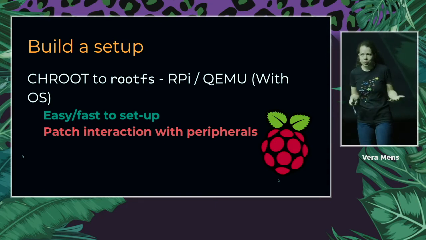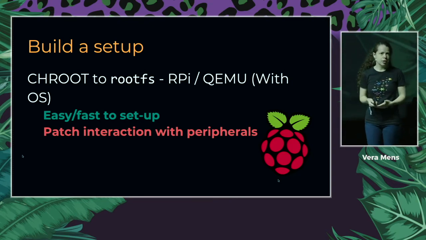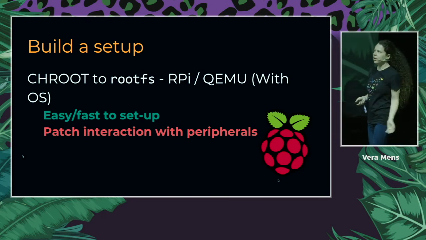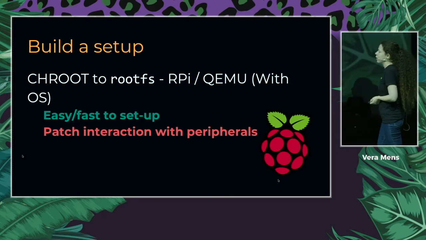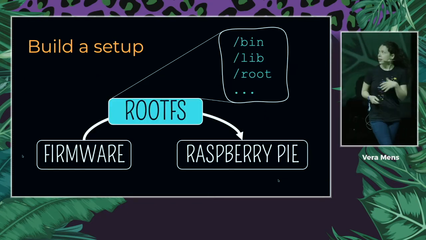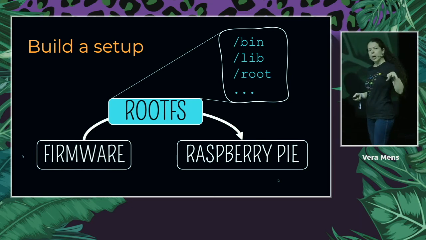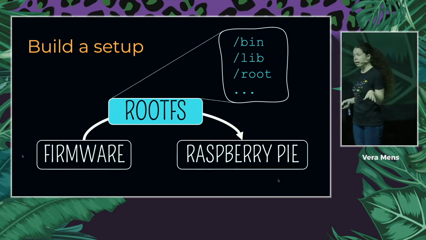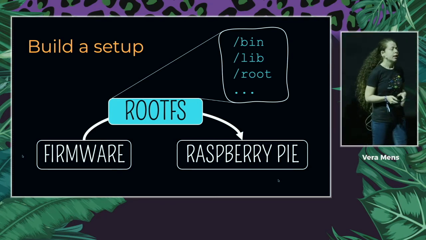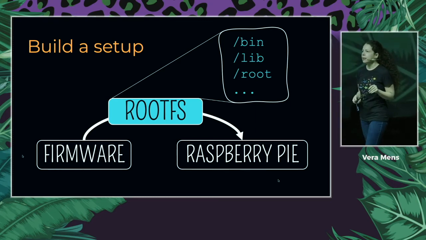Our main binary will, at some point, want to talk with the peripherals, and it just won't be able to, because our Raspberry Pi doesn't have the sensors and the pipes that a normal computer would be attached to, and we will need to patch around them. We will see how it's done. First, as I said, we will just take the file systems, the root file system with the lib and bin directories that we are used to, and we will copy them from the firmware to the Raspberry Pi. That's it. That's the first step.